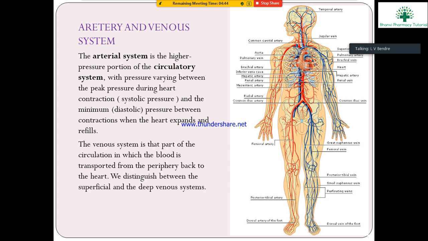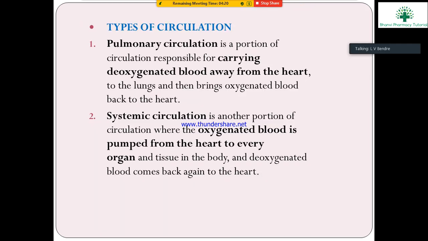The venous system is the part of the circulation in which blood is transported from the periphery back to the heart. We distinguish between the superficial and the deep venous systems. There are two types of circulation: the first is pulmonary circulation, and the next is systemic circulation.